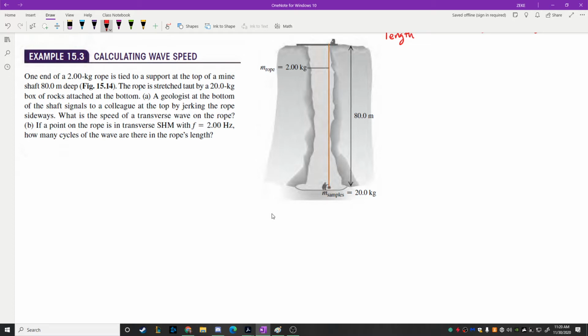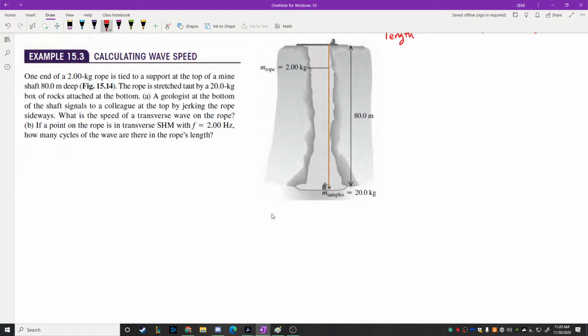A geologist at the bottom of the shaft signals to a colleague at the top by jerking the rope sideways. So this person down here jerks the rope. What's the speed of a transverse wave on the rope? If a point on the rope is in transverse simple harmonic motion with a frequency of 2 hertz, how many cycles of the wave are there in the rope's length?